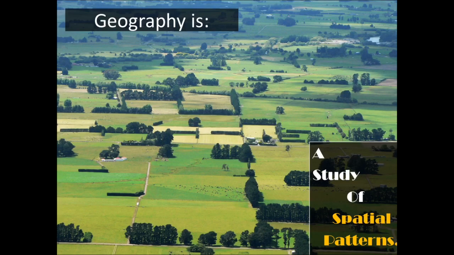Geography is a study of spatial patterns. For example, if you consider the Earth and you follow the globe, you follow the equator around the globe, you're going to find similar temperature patterns all around the equator. That's just one quick little example of a spatial pattern on our globe in geography that we would study.